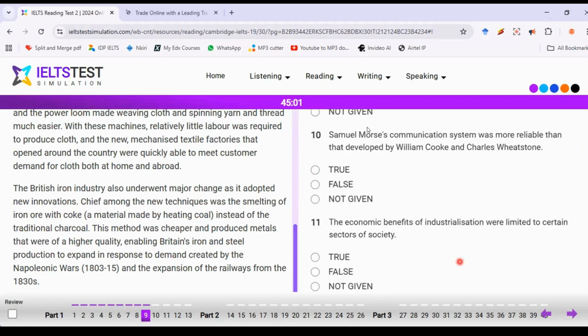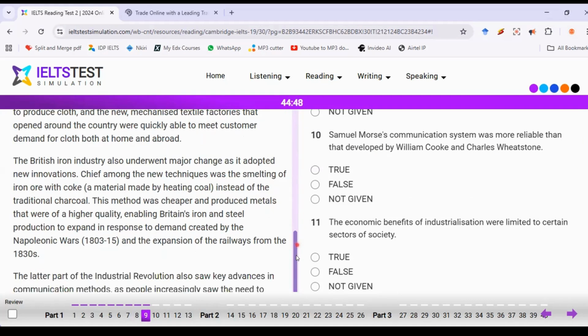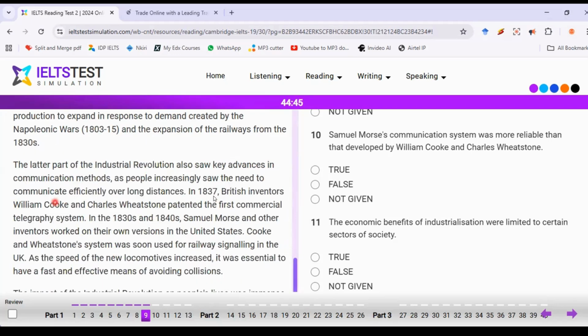Number 10, Samuel Morse's communication system was more reliable than that developed by William Cook and Charles Wheatstone. So those names are keywords for me. I can see Charles Wheatstone here. In 1837, British inventors William Cook and Charles Wheatstone patented the first commercial telegraphy system. In 1830 and 1840, Samuel Morse and other inventors worked on their own versions in the United States. Cook and Wheatstone's system was soon used for railway signaling in the UK.